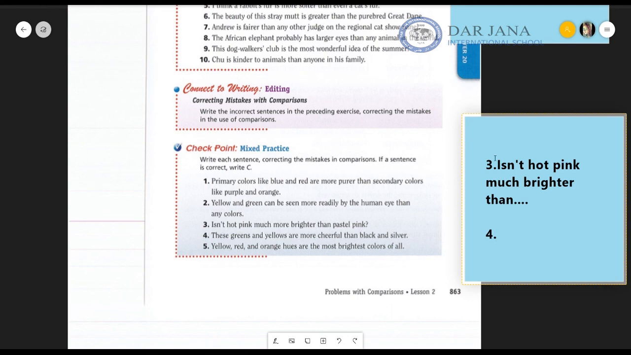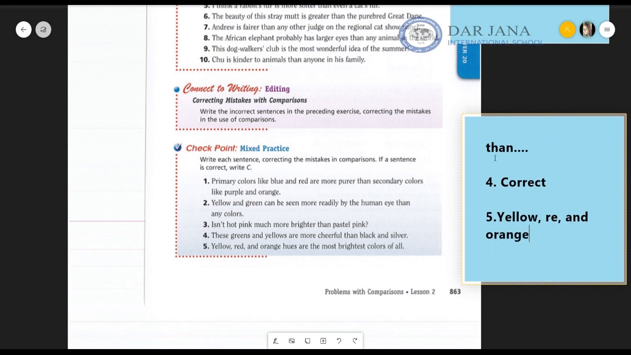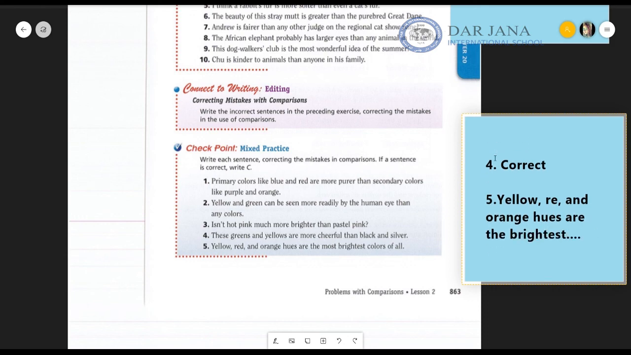Number 4, these greens and yellows are more cheerful than black and silver. So I'm comparing green and yellow to black and silver, and I'm saying they're more cheerful, so this sentence is correct. The final one, number 5, yellow, red, and orange hues are the most brightest colors of all. Again, a double comparison. I need to omit most, so it's going to be: yellow, red, and orange hues are the brightest, and so on.